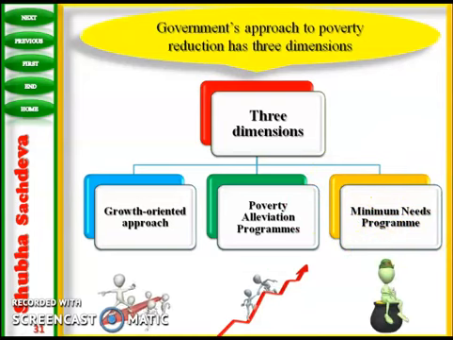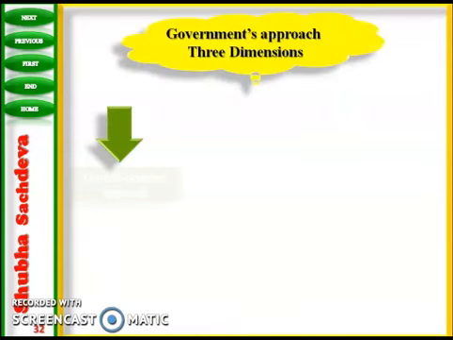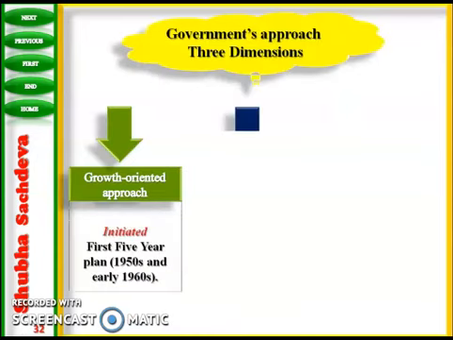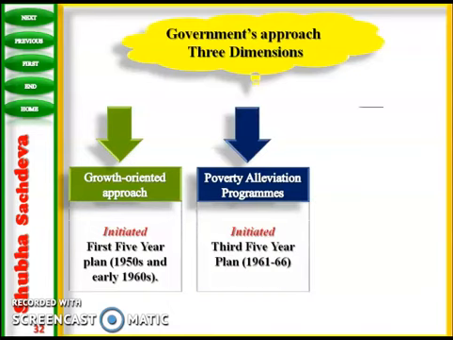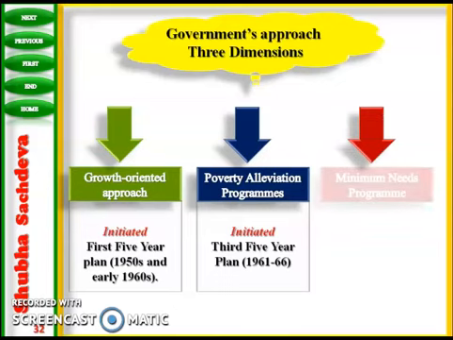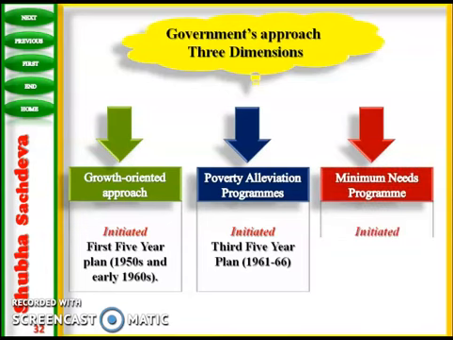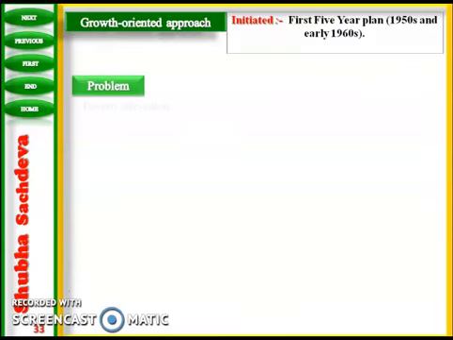So first, the growth oriented approach was initiated in the first 5-year plan, that means the 1950s and early 1960s. In the first 5-year plans, people talked about growth. Then the poverty alleviation programs were initiated in the third 5-year plan, 1961 to 66, and the minimum needs program was initiated in the 5th 5-year plan. This can be a 1 mark question. First we'll study the growth oriented approach.